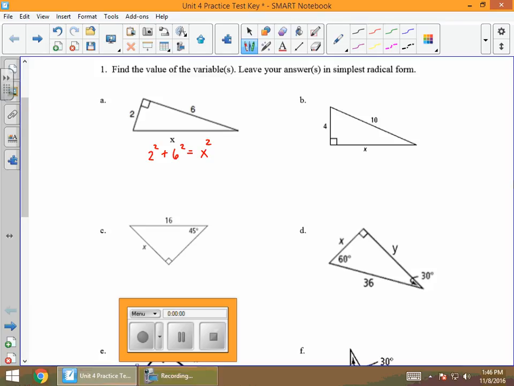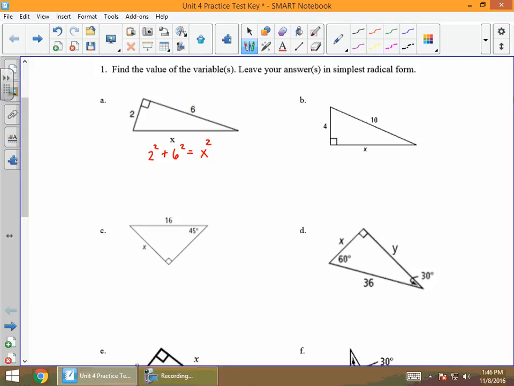Okay. And 2 squared is 4. So I'm going to move these over here a little bit now so we can see. So we have 4 plus 36 equals x squared. So 40 equals x squared. So that means x equals the square root of 40. Now, if you remember, square root of 40, we can do a little factor tree. So I'll do that up here.